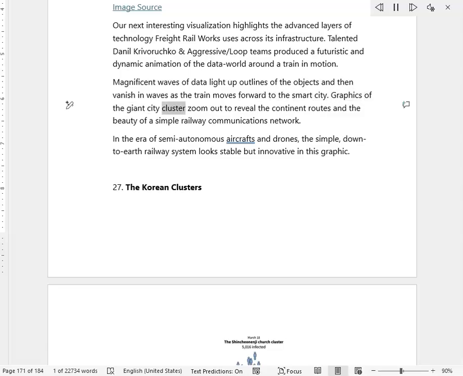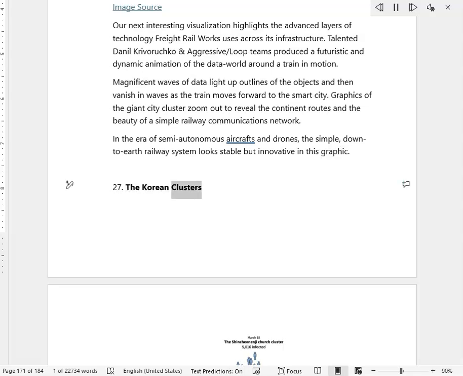Graphics of the giant city cluster zoom out to reveal the continent routes and the beauty of a simple railway communications network. In the era of semi-autonomous aircrafts and drones, the simple, down-to-earth railway system looks stable but innovative in this graphic.